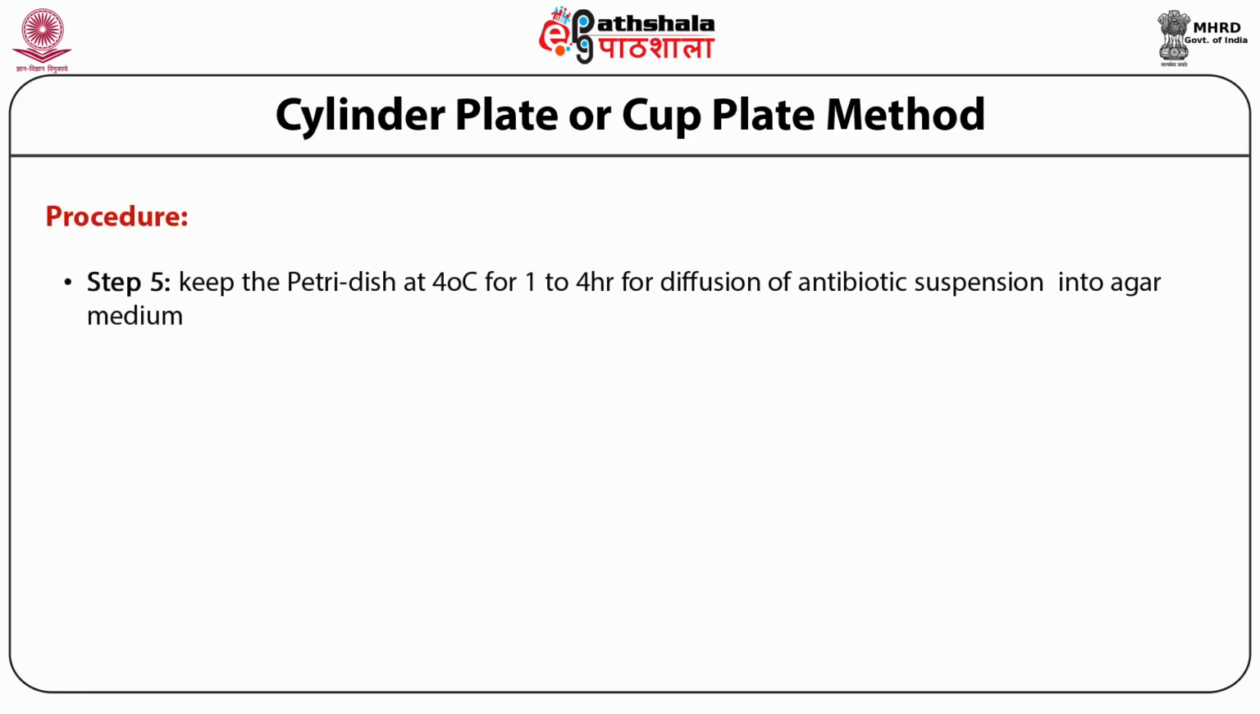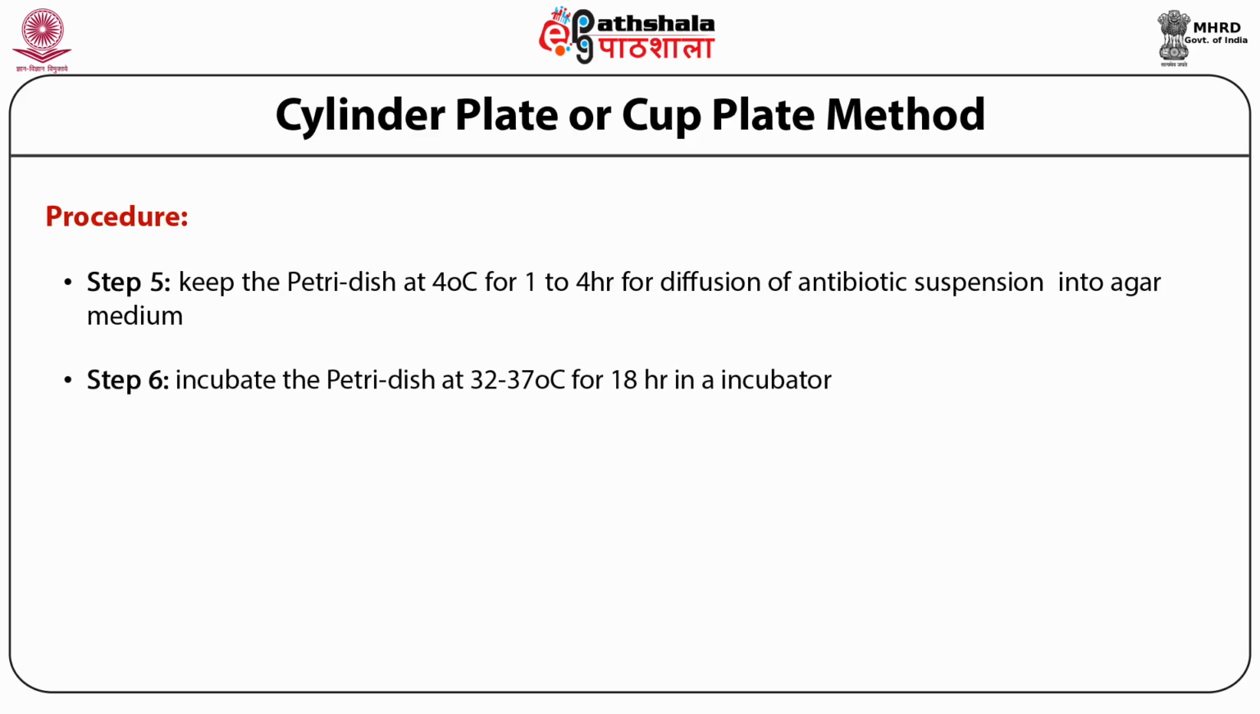Step 5. Keep the petri dish at 4 degrees centigrade for 1 to 4 hours for diffusion of antibiotic suspension into agar medium. This is very important because the antibiotic suspension, that is standard or samples, must be diffused into the agar medium. Otherwise, the zone of inhibitions cannot be obtained.